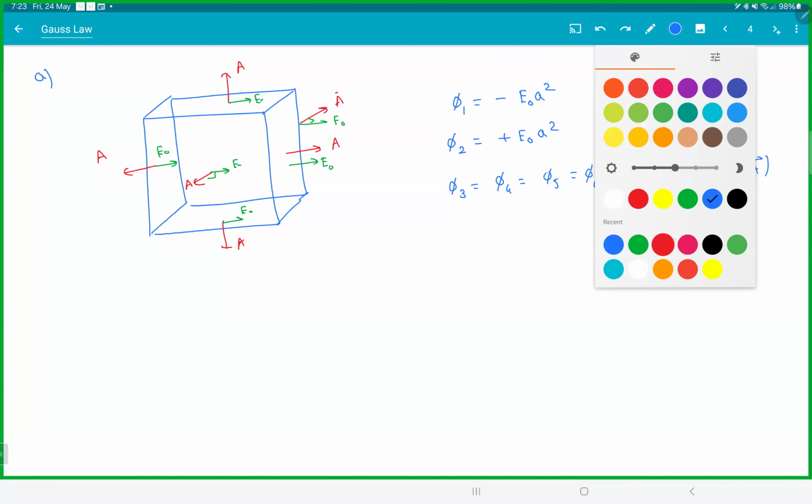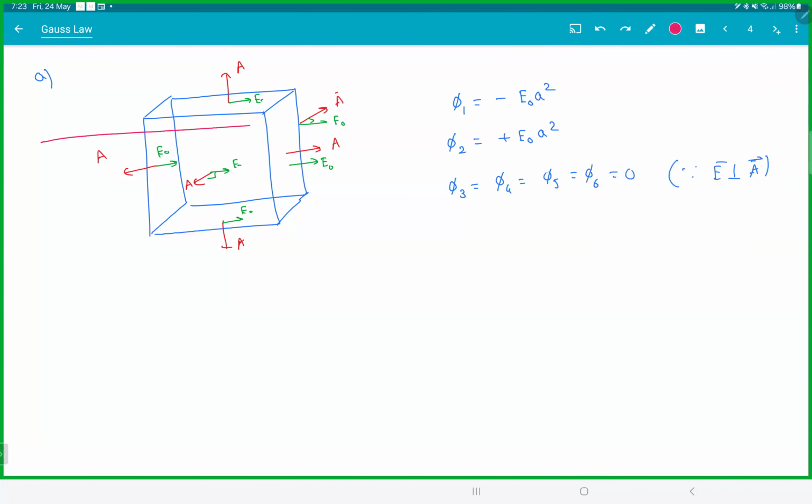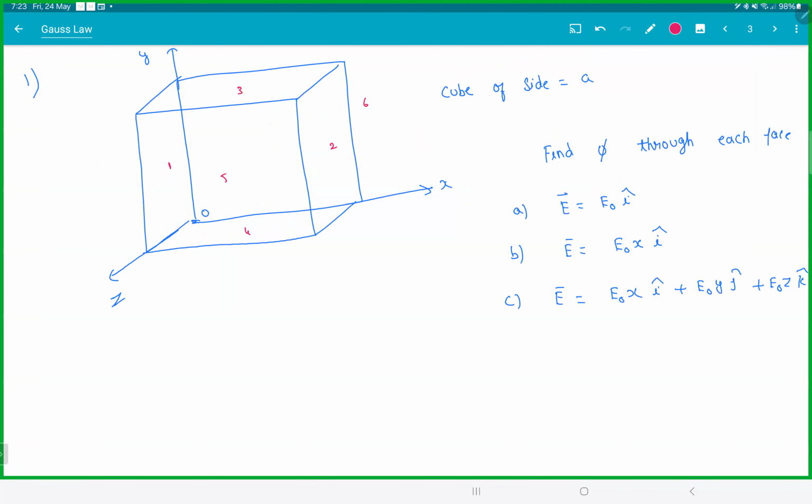Kind of makes sense because think about it: the number of lines entering the box is the number of lines leaving the box, and the flux is defined as the total number of lines. If entry is equal to exit, then the total should be 0. Can you do B and C? Now try, I'll give you a minute. I want the flux on each face, 1, 2, 3, 4, 5, 6, not the full cube.